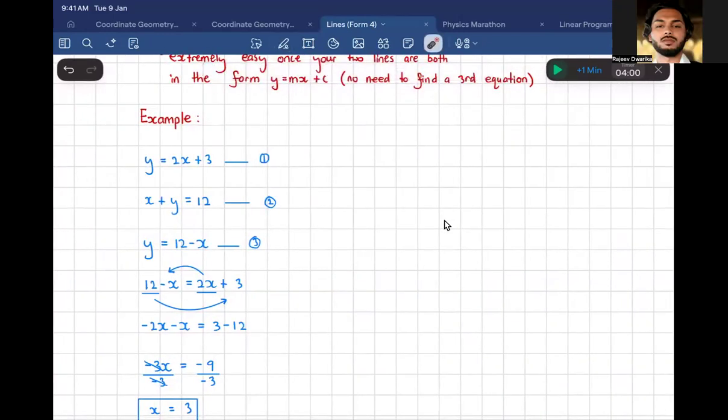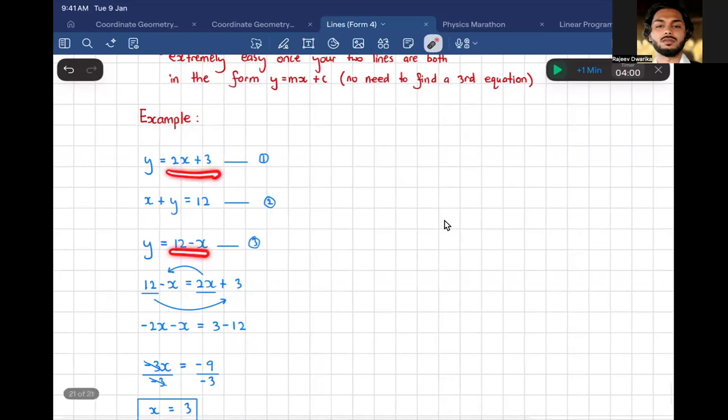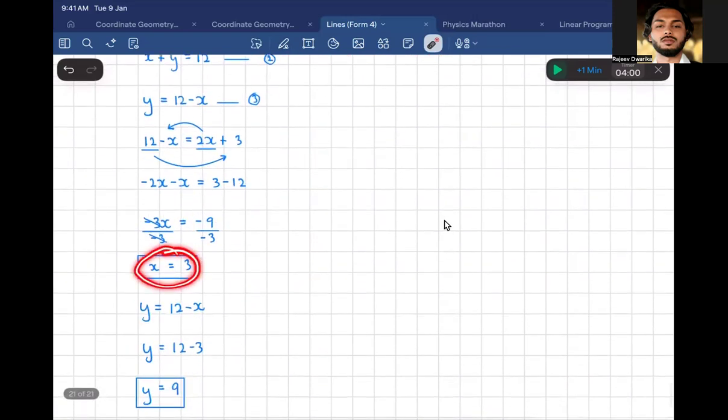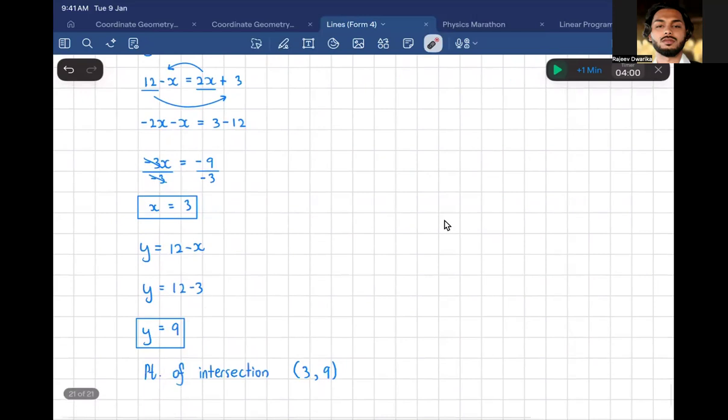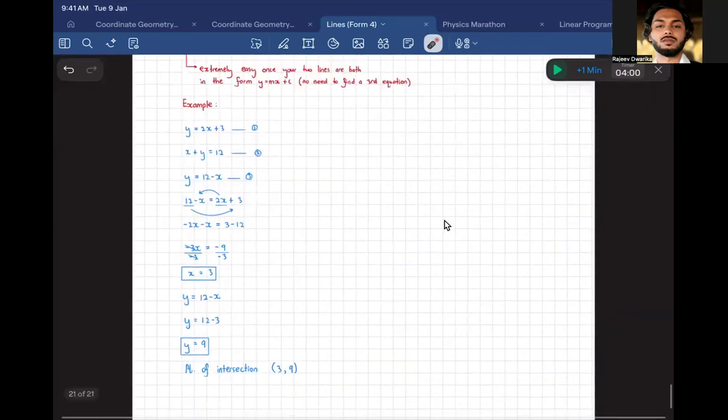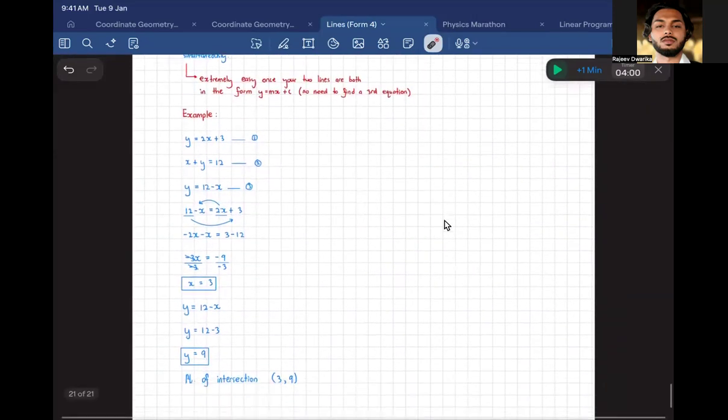So if you have two lines, if both of them are not in the form y equals mx plus c, you're going to make both of them in the form y equals mx plus c. The next step is to do a substitution. If y equals 12 minus x and y equals 2x plus 3, you're going to put them equal to each other and then solve for x. Once you find x, you can plug it into any one of the equations to find y. And that's the whole point of it. So you feel that's easy, Vanessa?